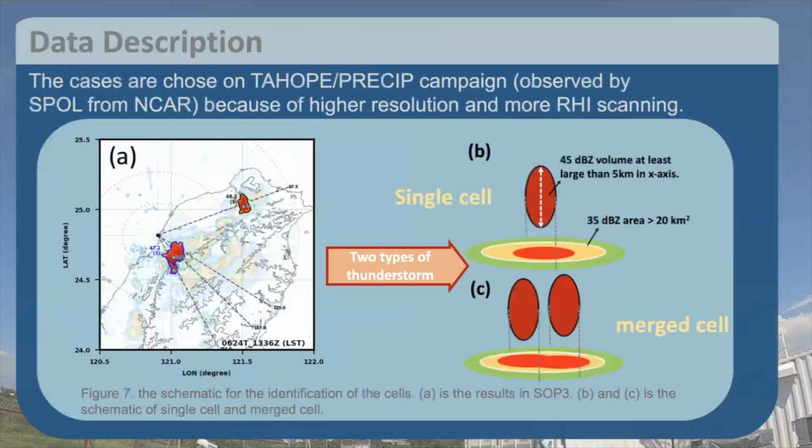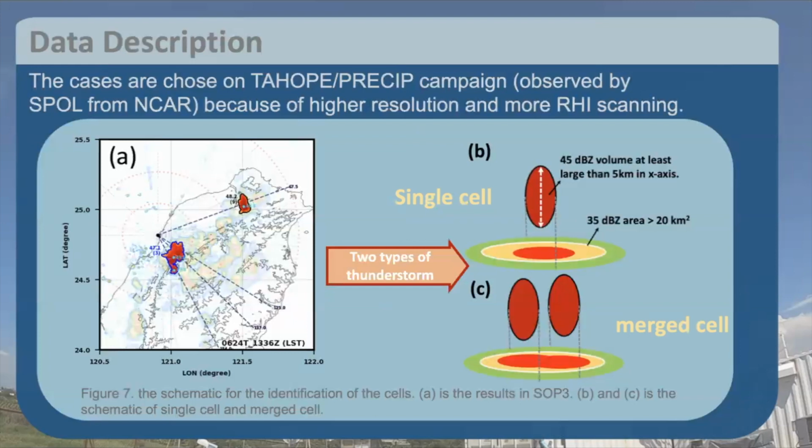So we analyze this new method for the afternoon thunderstorm in the Taiwan experiment. In this experiment, the radar data is from the ESPRO from NCAR EOL, and it has very high frequency RHI scanning during the campaign. So we can get the high vertical structure of the afternoon thunderstorm in this campaign, and we classify the two types of the afternoon thunderstorm.